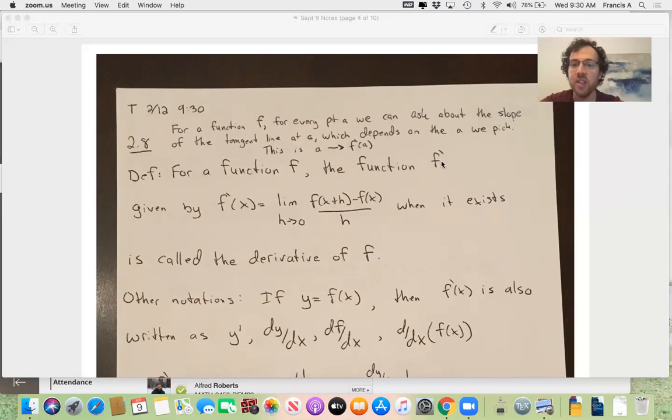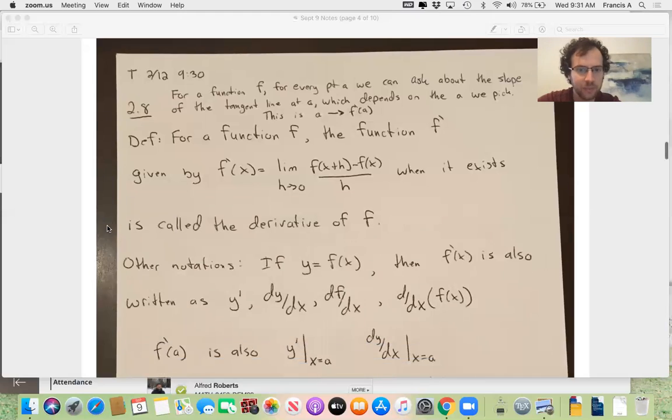So if you have a formula for this f prime, which really takes care of this limit process all at once, then finding the slope of the tangent line anywhere is easy because you just put it into this formula, rather than writing down a limit every time. So that's where we'll want to get to. Before we get there, a few things.